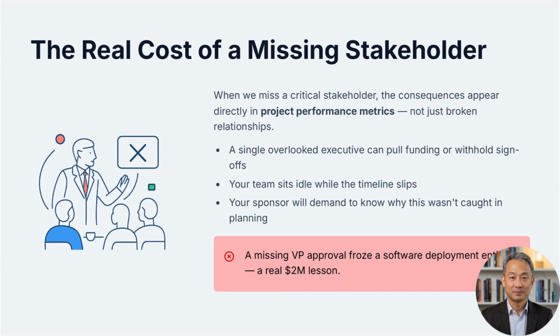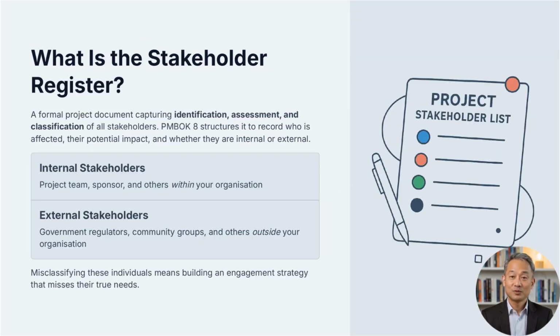The Stakeholder Register is a formal project document containing information about project stakeholders, including their identification, assessment, and classification. PMBOK 8 structures this register to capture who is affected, their potential project impact, and whether their influence is internal or external.